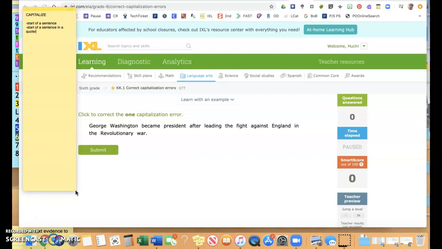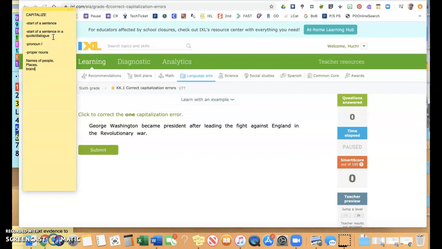I know quotes or dialogue can be kind of tough because you're not 100% sure, since it's like a sentence in a sentence. But if it's a new sentence inside quotation marks, you need to capitalize it. Of course, the pronoun I, and then proper nouns. What are proper nouns? Proper nouns include things like names of people, names of places. So you want to be specific there.